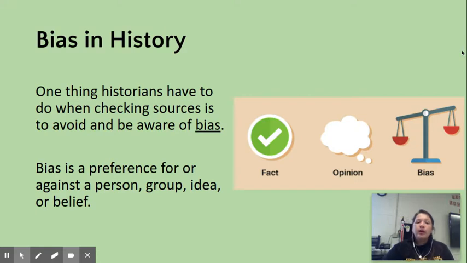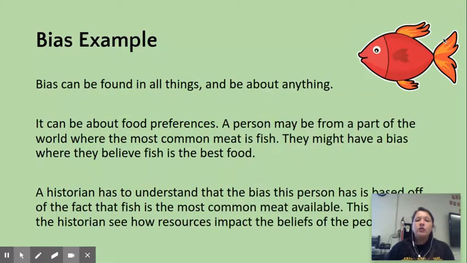They also need to be aware of bias. So bias is present in everything. Everybody has a bias, and that's not a bad thing. I do want to reiterate, bias is not a bad thing, but it's something that historians have to be aware of because a bias is a preference for or against. So it's either for something or against something, and it can be for or against a person, a group, an idea, a belief, any of these things. And a historian has to be aware of that because when they are looking at the information, they have to be aware of what that person's bias is.